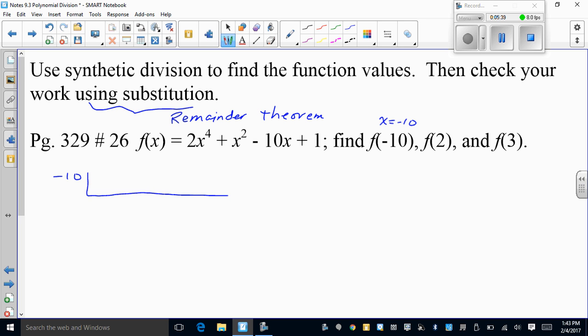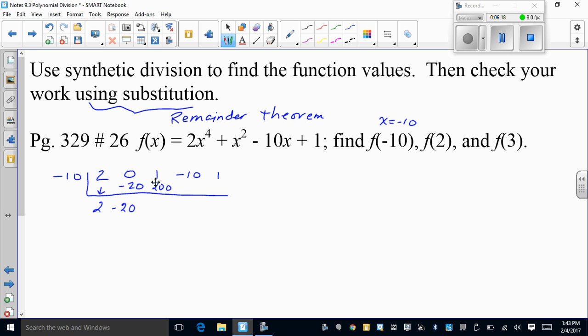Power of 4, if I have 1, 2, 3, 4 terms, I'm missing a term, and it's the cube. So it's going to be 2, 0, 1, negative 10, and 1. Please remember I put in the 0 because I have 0 x cubes. Bring down the 2. 2 times negative 10 is negative 20. Add, I get 200. Oops, I'm multiplying in my head. We get negative 20. Now if I multiply, I get 200.